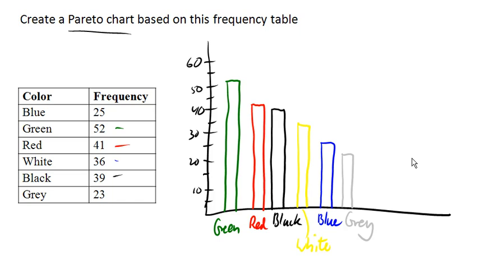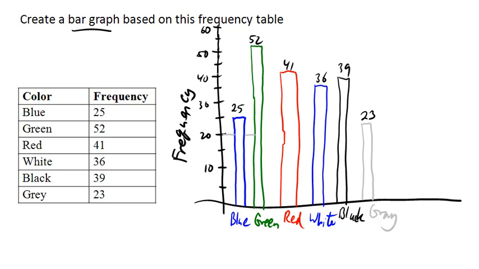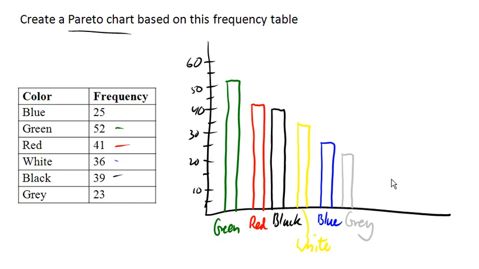Now, the advantage of a Pareto chart over our original bar graph is that here, at least without the numbers listed, it would have been hard to tell the difference between, say, the red cars and the black cars. But by creating a Pareto chart, the bars that are similar in height are going to be right next to each other, and so it's easier to see the difference between the heights.